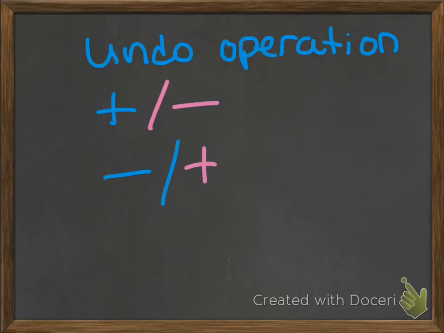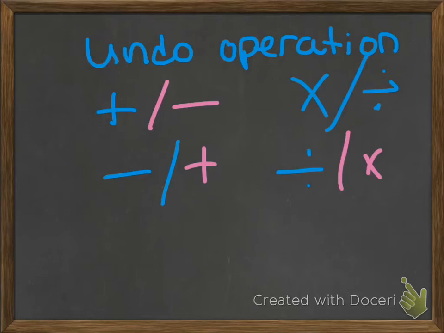Alright, so we're undoing. If we're multiplying, then we would undo it by dividing. Alright, if we're dividing, then we would undo it by multiplying. Okay?